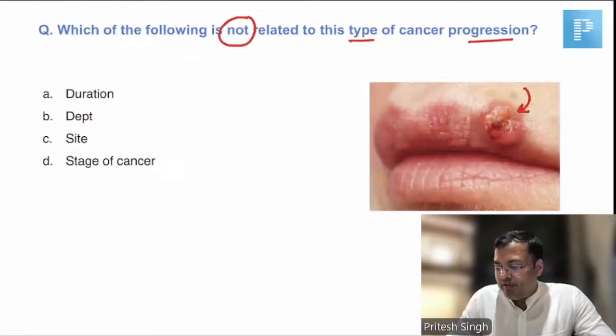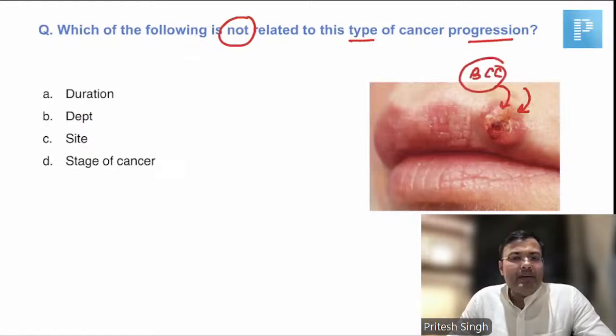And most probably, if you see the appearance, it is looking like what? Looking like basal cell carcinoma. Can you see the appearance? Looking like basal cell carcinoma.